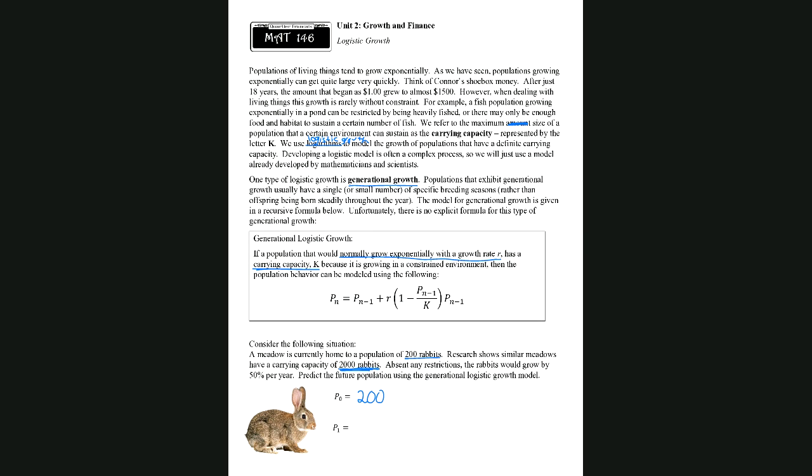Now we can use that recursive formula to find how many rabbits there are next year. So what we're going to do is just fill out this formula here specifically for this situation. So P sub 1, that is the next year. If there are currently 200 rabbits, how many rabbits will there be next year? All right, so P sub 1 will be P sub n minus 1, so that's P sub 0. That's 200.